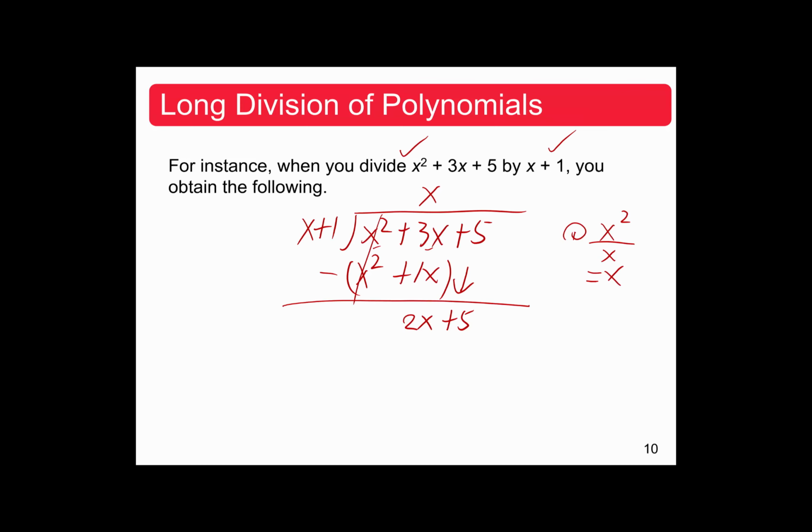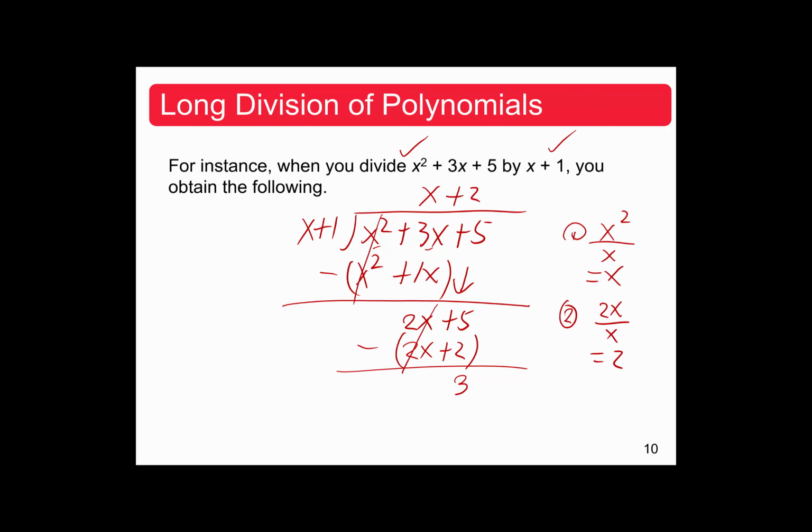And x going to 2x, 2x divided by x gives us 2. That means we're going to put positive 2 right here. After that, multiply positive 2 by x plus 1, which gives us 2x plus 2. Now you find the difference. Subtract it. 5 minus 2 gives us 3.